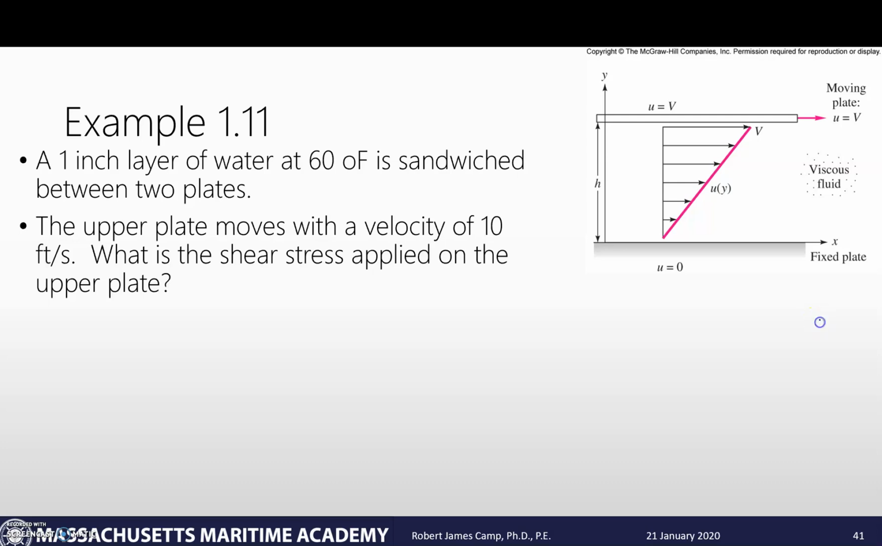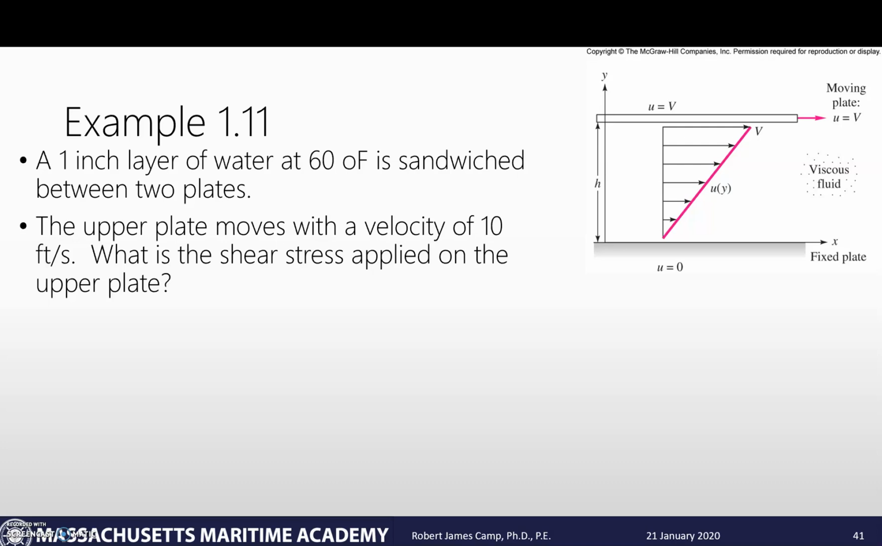Okay, so let's look at a problem where we're dealing with viscosity. We're going to do this Couette flow of a moving plate against a fixed plate. We have a 1-inch layer of water that's at 60 degrees Fahrenheit, sandwiched between two plates. The upper plate moves with a velocity of 10 feet per second. What we want to know is what is the shear stress that's applied to the upper plate.